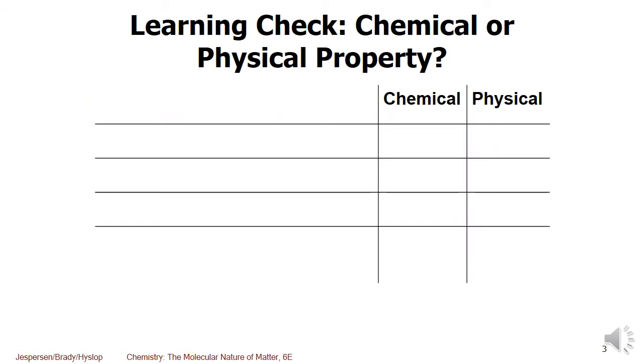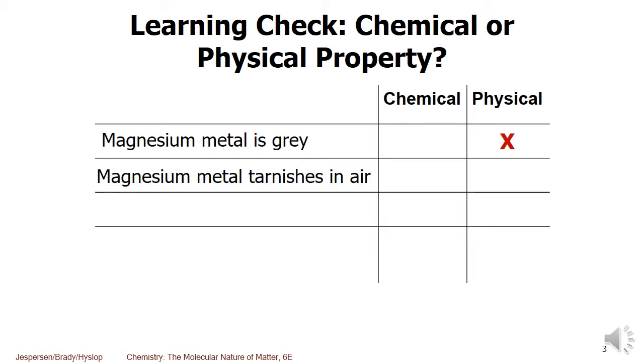Now we want to see if we can distinguish between physical and chemical properties. For example, magnesium metal is gray. This is how the material looks. It is a physical property. Magnesium metal tarnishes in air, reacting with water and oxygen in the air. This is a chemical property.